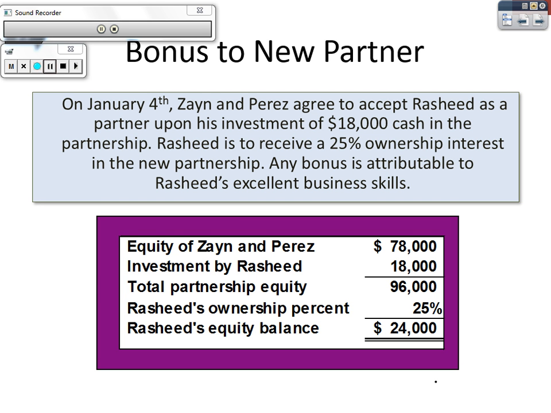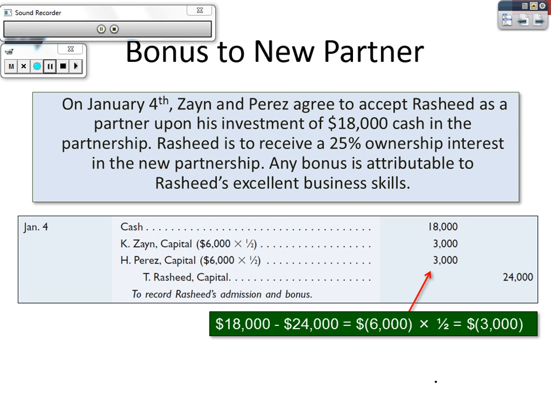So again, their equity balance didn't change. The existing partners, 78,000. He invested his 18,000. That brought their equity up to 96,000 total. He still got his 25% interest. And now his equity balance or capital balance is how much? Now that's less than the 30,000 he had before, right?